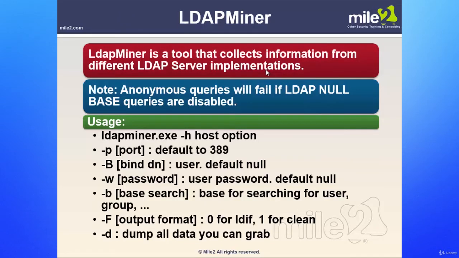Again here, using LDAP Miner. Anonymous queries will fail if LDAP null-based queries are disabled. The usage would be something like ldapminer.exe with the -h for the host, and then whatever options. Just keep in mind the default port number is 389, and then you have some other options there. The main thing here is just to know what tool you can use to actually enumerate some Active Directory, in this case, using LDAP Miner.